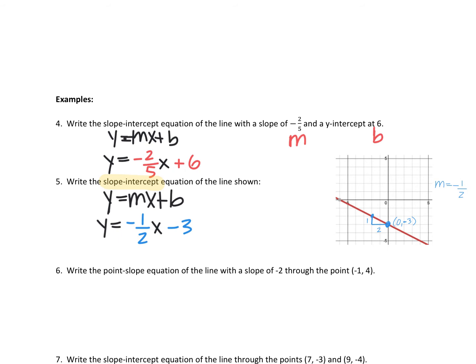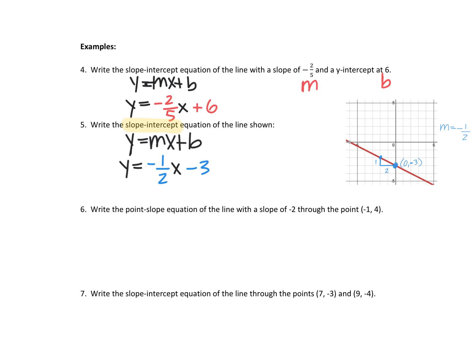Okay, point slope is the next one. This is where we're a little bit more shaky maybe. It says write the point slope equation of the line with a slope of negative 2 and a point through negative 1, 4. Okay, look back over here at this poster on the wall if you need to. Point slope is this one in blue. y minus y1 equals m, x minus x1.